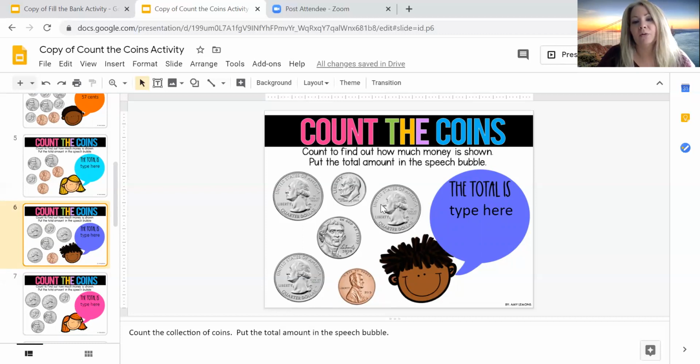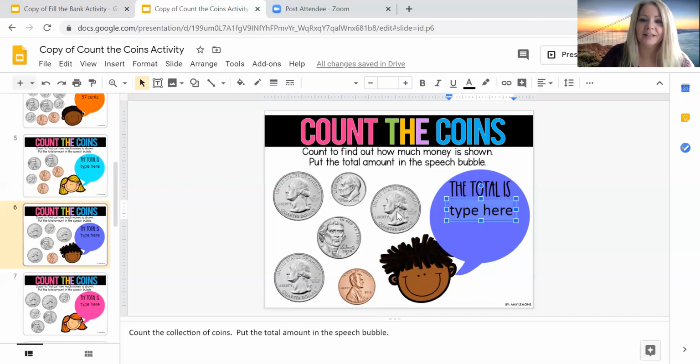Nice. We're at 75 cents plus a dime, which is worth 10. 75 and 10 more is 85. That's right. And now we go to our nickel, which is worth 5. 85 plus 5 is 90. Plus that little penny, 91 cents. Good job. 91 cents is the answer for that one.